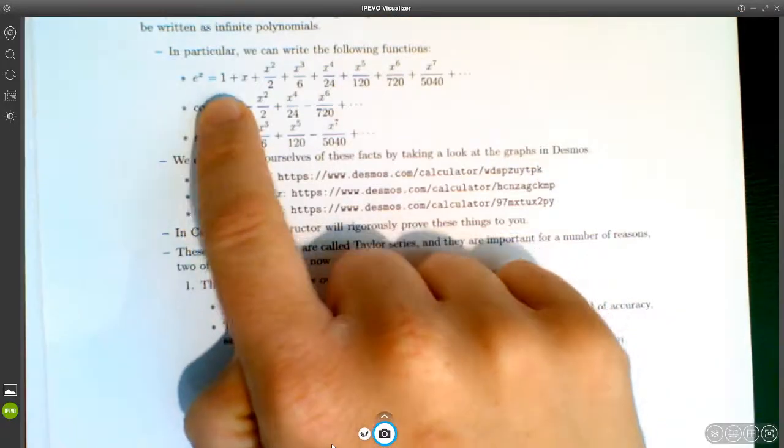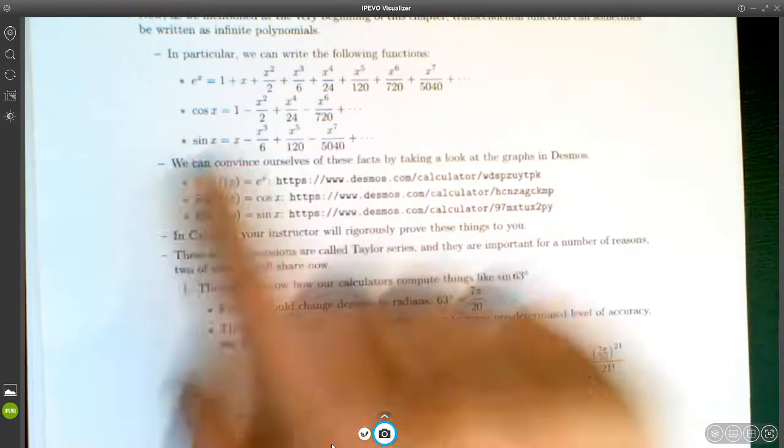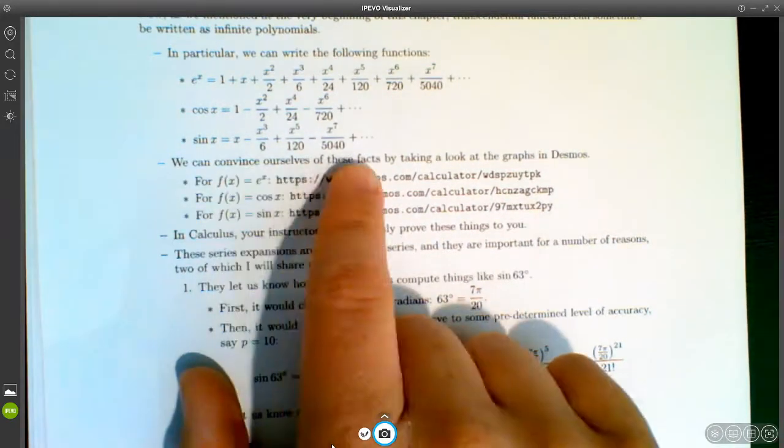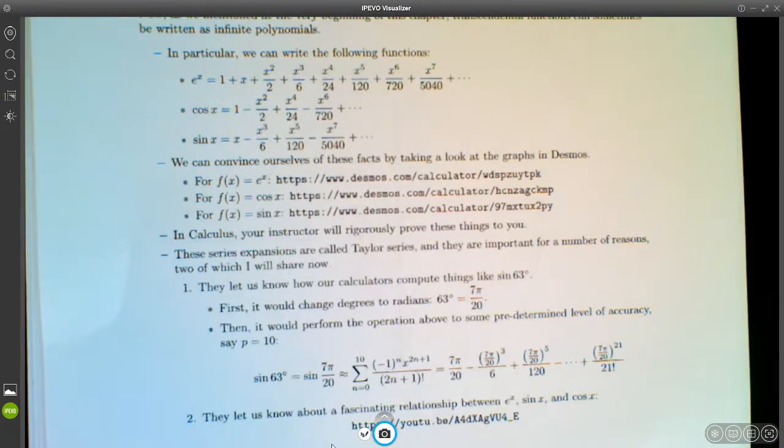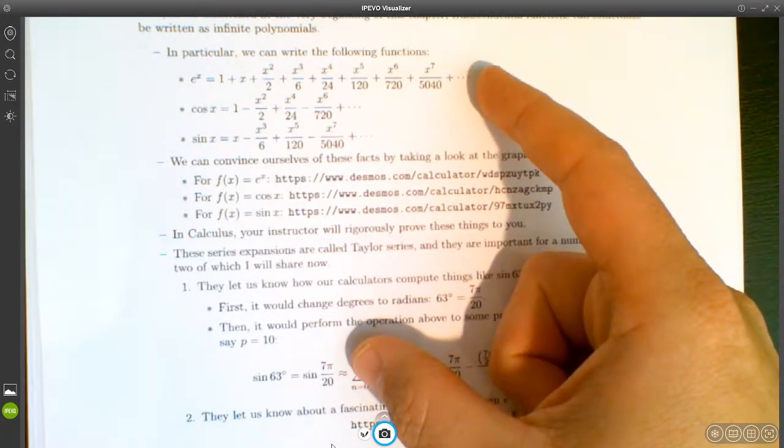But for now, hopefully that convinces you that e to the x is really the same thing as this infinite polynomial, cosine x is really the same thing as this infinite polynomial, and sine x is really the same thing as this infinite polynomial. That should tell you a little bit about why we think polynomials are so important in mathematics. And in fact, that's the topic of chapter 4, the next chapter we are going to tackle. It's all about polynomials, because you can use them to approximate all kinds of stuff.